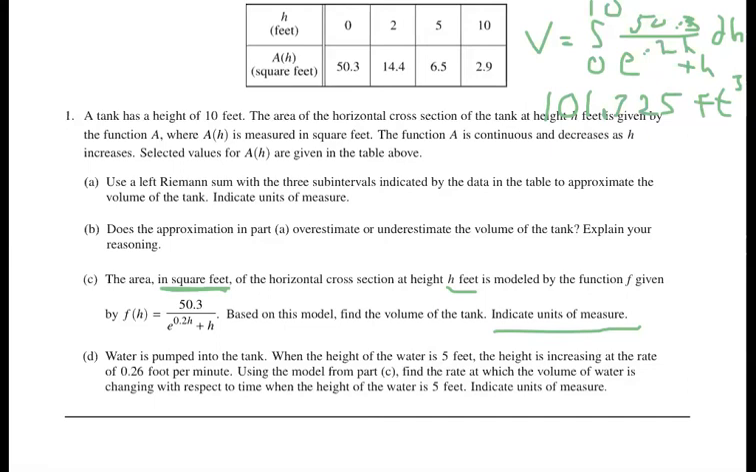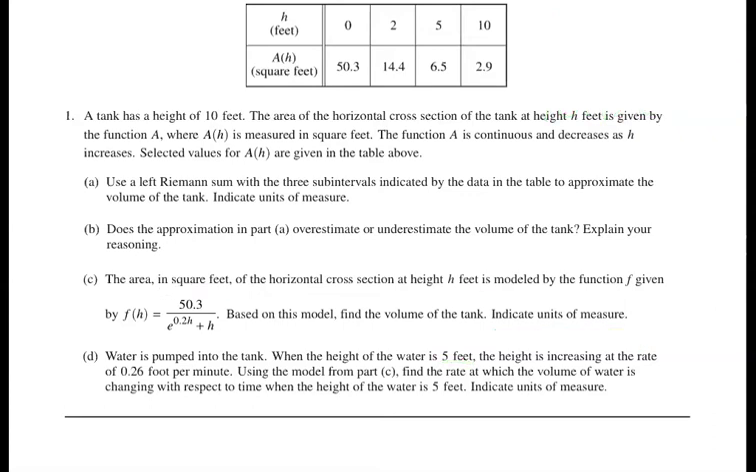And then the last problem says water is being pumped into the tank, and we want the rate when the tank is at a height of 5 feet, and it tells you that again here. You want h equals 5. The height is increasing at a rate of 0.26. So the height is increasing at a rate, so that is a dh dt. So dh dt is equal to, and it's increasing, so it's positive 0.26. And since it says indicate units of measure, I want to make sure that I write feet per minute in there.